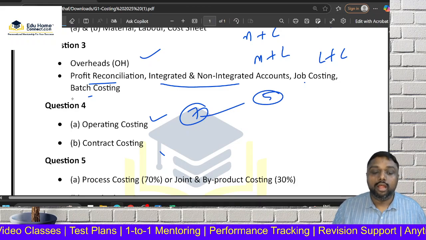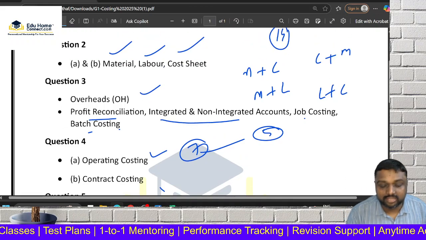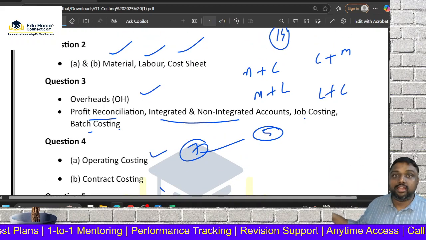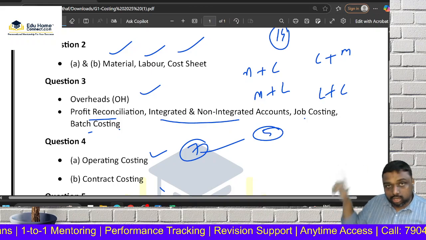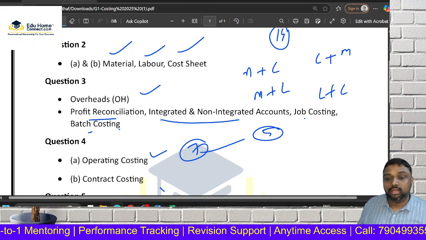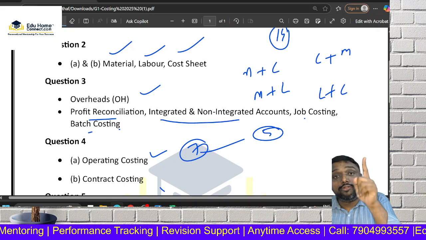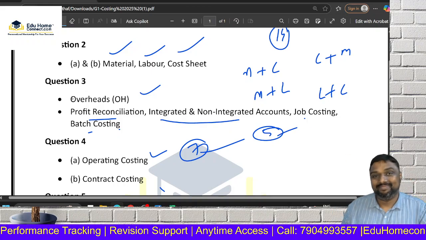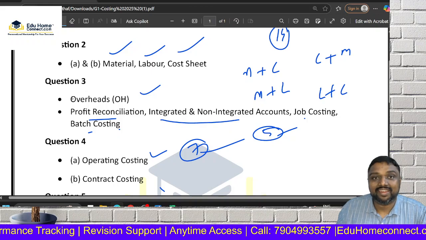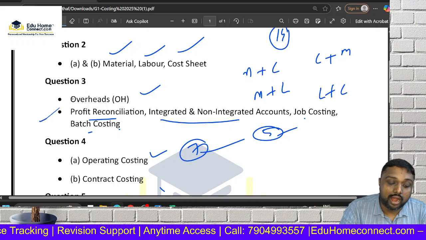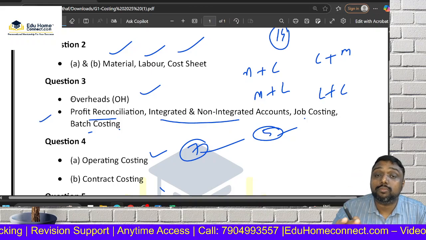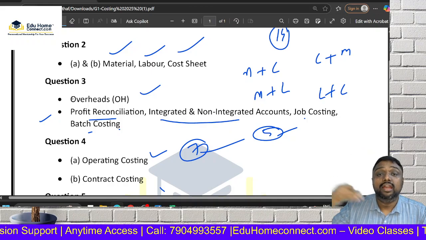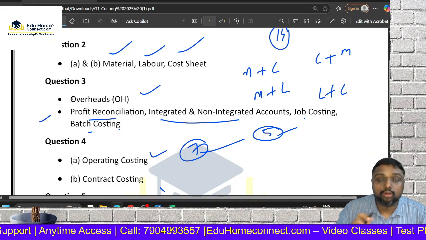But when it comes to this area, for getting these 7 marks, what do you have to learn? You have to learn profit reconciliation, integrated, non-integrated, job costing, batch costing. See, 5 topics you have to learn, but if you practice 5 questions, you can score 7 marks, which is good. Understand? That doesn't mean that if you have already prepared well, because for 2 mark questions we know all these things. So we want to know all these things, but for revision and practice, you have to go on operating costing, 7 marks.